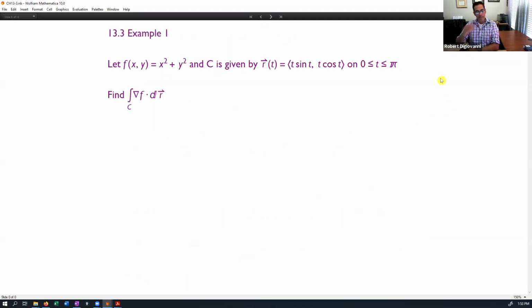All right, here we go. Oh, hey, check that out. That look familiar? Let little f of x, y be equal to x squared plus y squared, and c is this curve, t sine t, t cosine t.